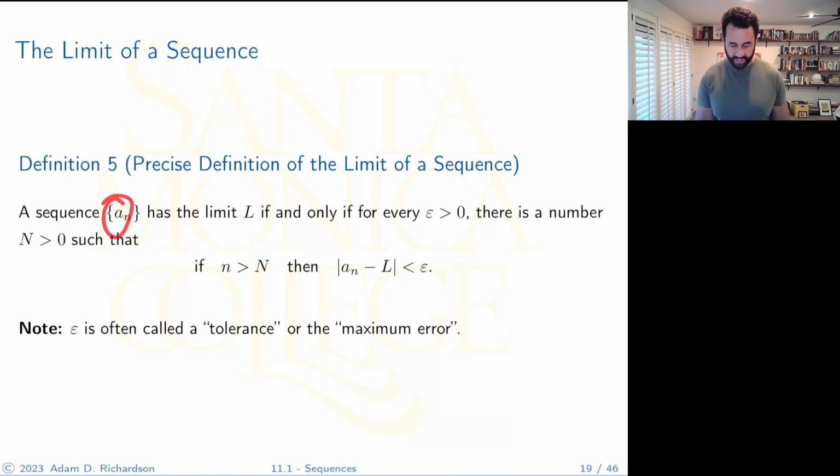We say that a sequence a sub n has the limit L if and only if for all epsilon greater than 0, there's a number N greater than 0, such that if the index n is greater than this special number N, then the difference between the sequence and the limit is smaller than epsilon.